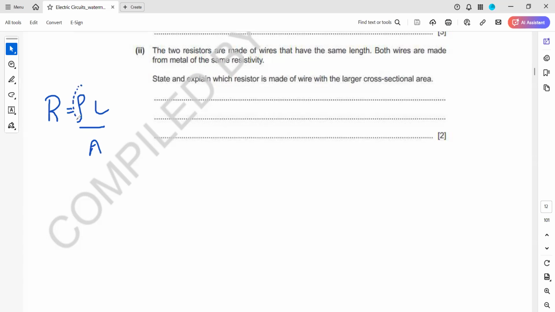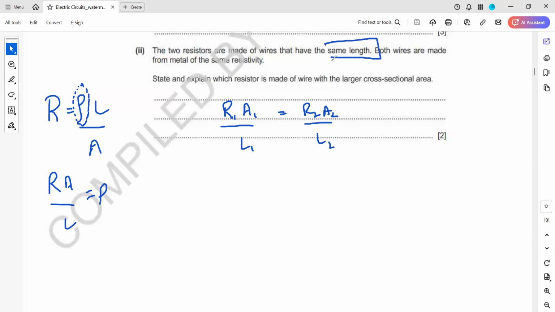Because if the two wires are made up of the same material, they will have the same resistivity. So I can say R A over L will be equal to rho. So simply I can say R1 A1 over L1 is equal to R2 A2 over L2. In the question, they mentioned they have the same length. So the lengths will cancel out because it's the same variable, the same number. So the product R1 A1 will be equal to the product R2 A2. If we call this X and this Y, this is the resistance of X, area of X, this is the resistance of Y and the area of Y.